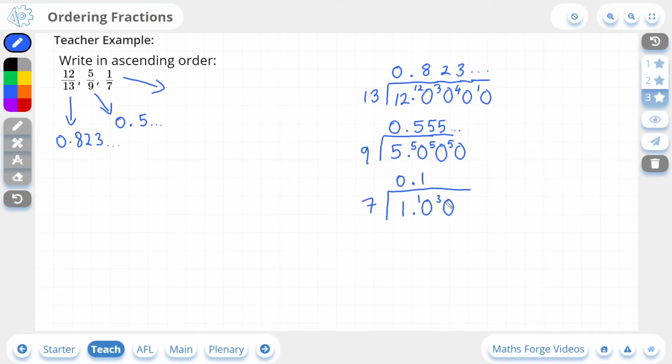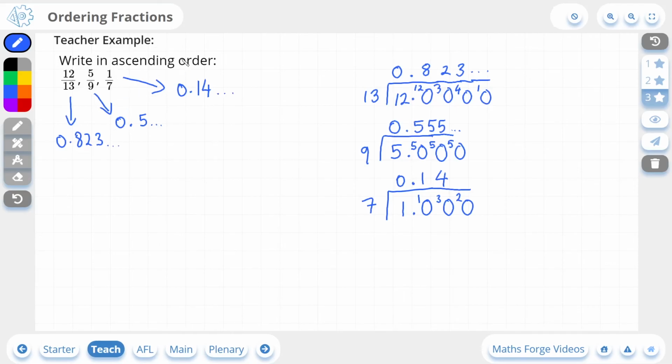And then 7 goes into 30. Well, I know 7 times 4 is 28. So it gets up to 28, and then we have a remainder of 2 to get to 30. And you know what? At this stage, I don't need to work out any more numbers. I can see that the first two decimal places are 1 and 4. So I'm just going to go ahead and write that here, 0.14. And now we have enough information to determine which fraction is the largest and which fraction is the smallest.